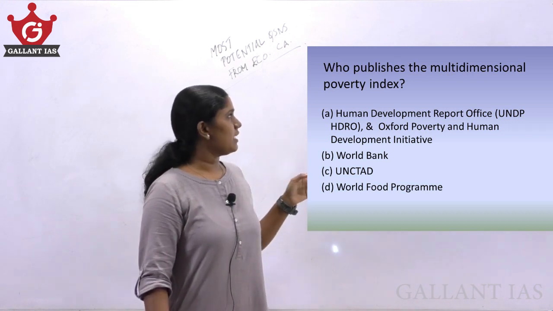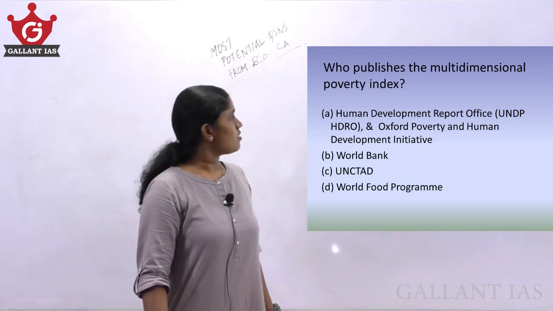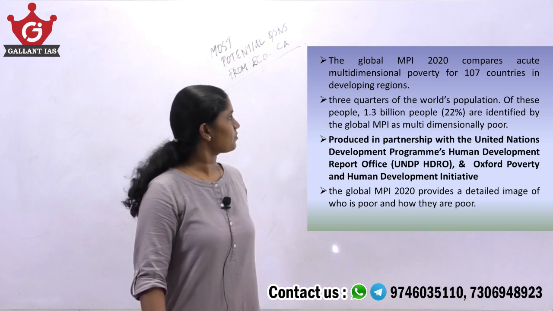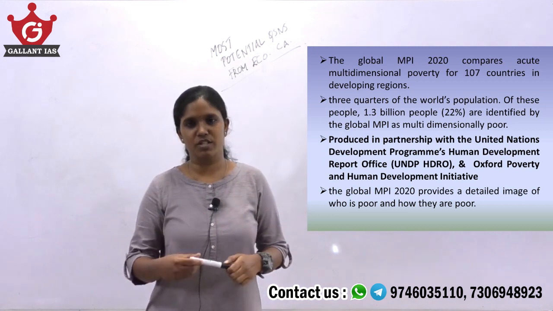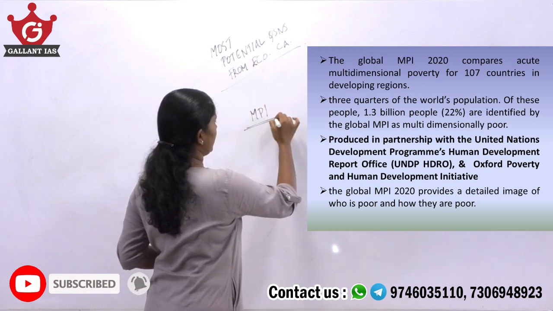Who publishes the multidimensional poverty index? And there are four options. So let us look at what the multidimensional index is all about. What exactly is multidimensional poverty? MPI, or multidimensional poverty index.